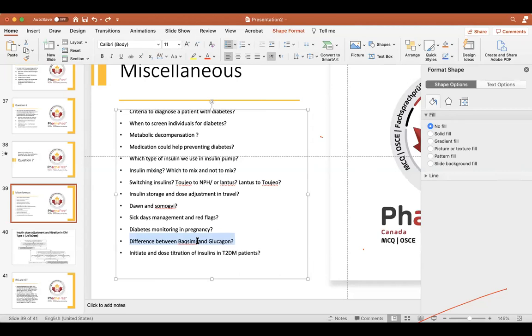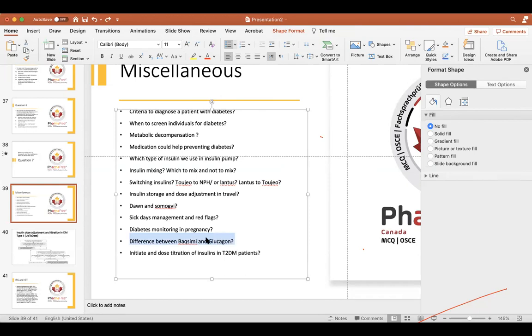No. It's a new medication in Canada. It's not new. It's been 2 or 3 years now in Canada. The Baqsimi. Nasal. It's nasal glucagon. Okay. Baqsimi is nasal glucagon.